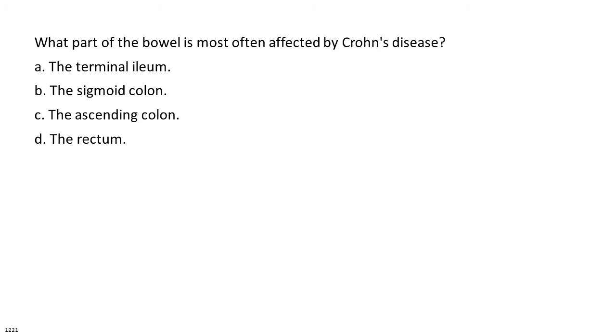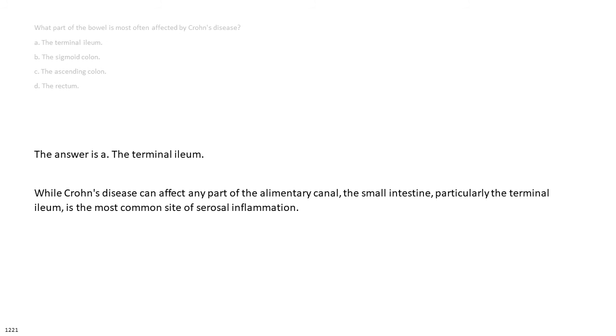What part of the bowel is most often affected by Crohn's disease? A. The terminal ileum. B. The sigmoid colon. C. The ascending colon. D. The rectum. The answer is A. The terminal ileum. While Crohn's disease can affect any part of the alimentary canal, the small intestine, particularly the terminal ileum, is the most common site of serosal inflammation.